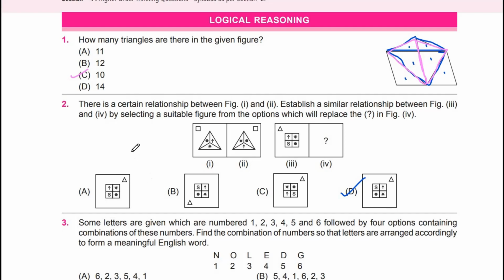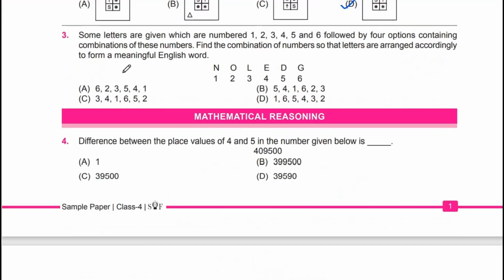So now let's see the third question for today. The third question is also based on logical reasoning skill. Some letters are given which are numbered 1, 2, 3, 4, 5, 6 followed by 4 options containing combinations of these numbers. Find the combination of numbers so that the letters are arranged accordingly to form a meaningful English word. So we have some numbers and some alphabets given there. We have to arrange them so that it is in a meaningful form.